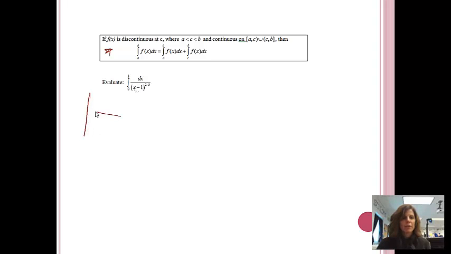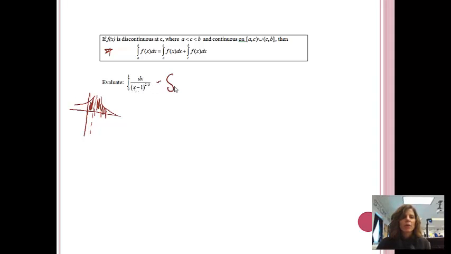And if we were to graph this, we would have an asymptote at 1, and then my function is going to look something like that. So I would like to find the integral, or area under the curve, from 0 to 3. But my problem is that I've got that discontinuity in the middle. So when we have a discontinuity in the middle, we're going to separate it at the discontinuity.